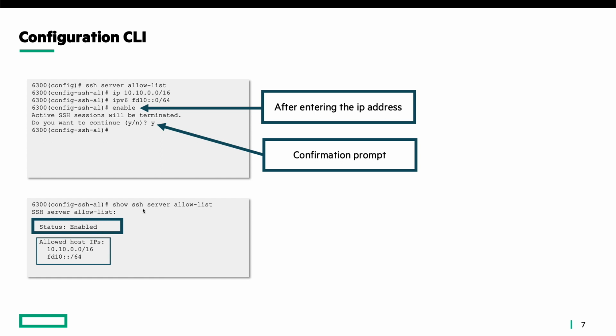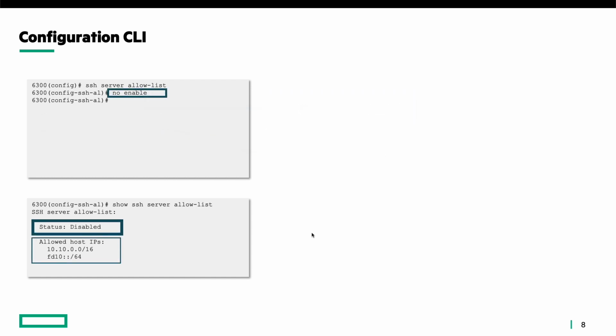With the show ssh server allow-list command, we can see now that the feature is enabled and you can see the allowed host IP address. Now, if we want to disable the feature, you enter the SSH server allow-list context again and just type no enable. If we look with the show command, we can see the status is now disabled, and the access list is not deleted. It still has all the entries, even if they are not enabled, they are not active.